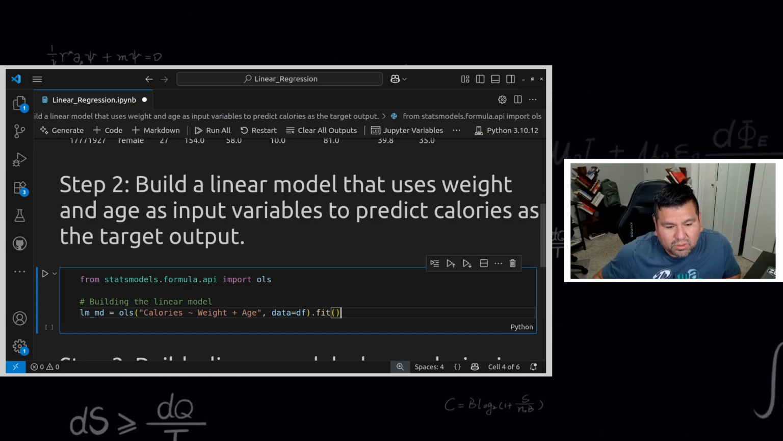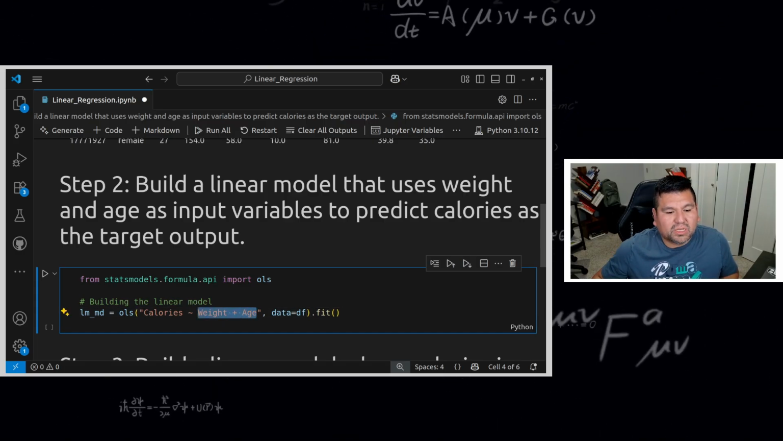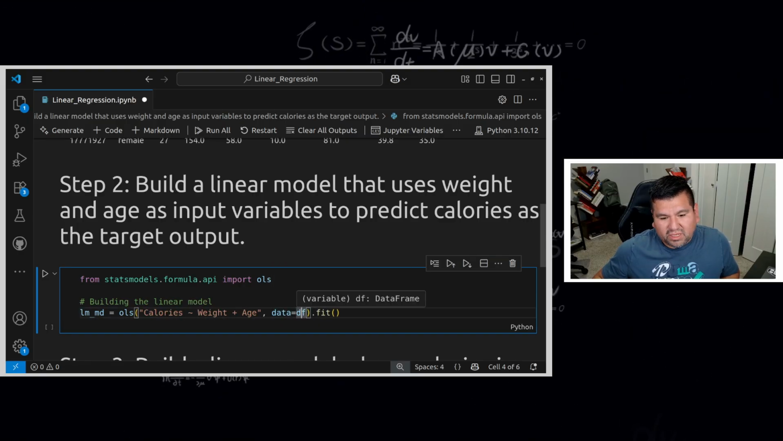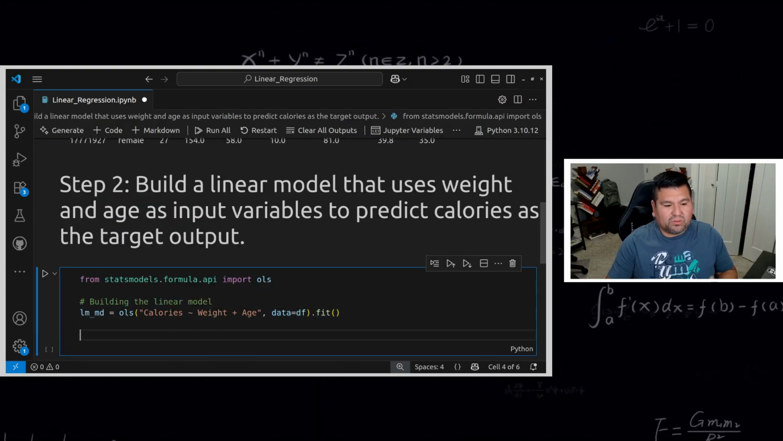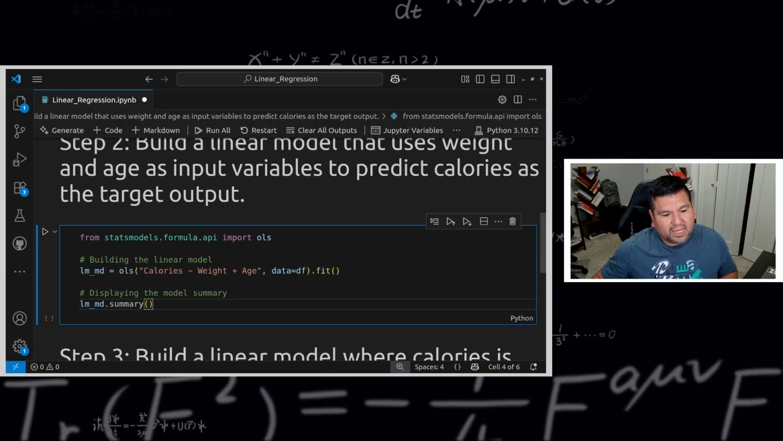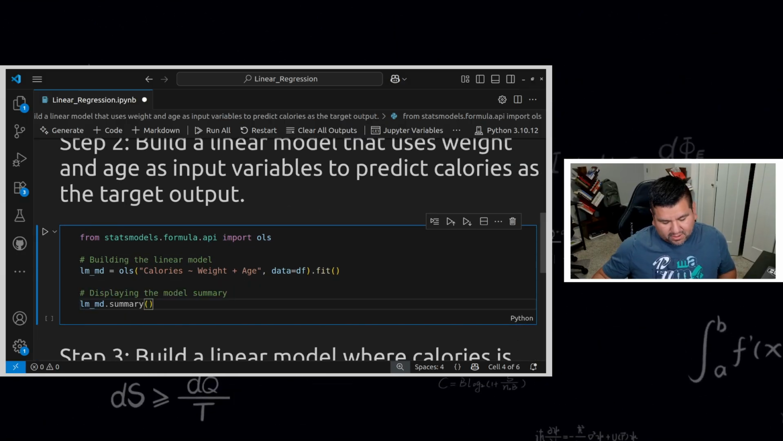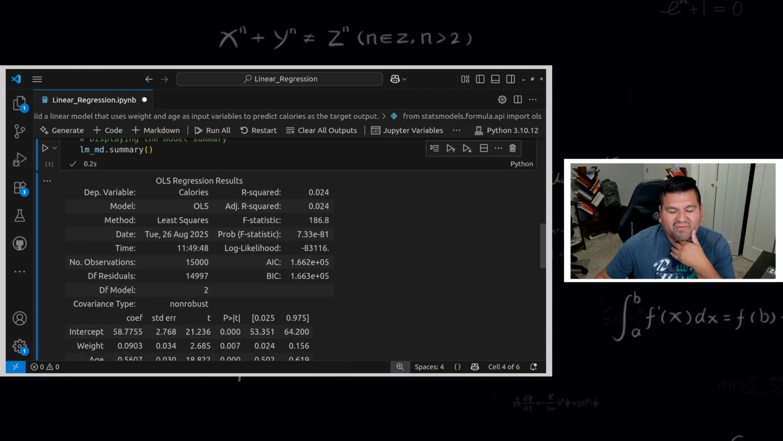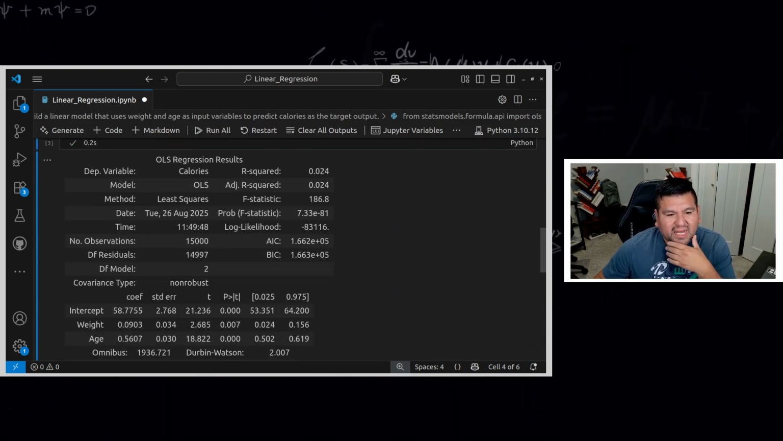Yeah, and then it will use weight and age as inputs. Calories will be the target. It will use the data frame called df. And then if we want to extract the results of the model, we just do lm.summary. Okay, so here we have a bunch of stat results.